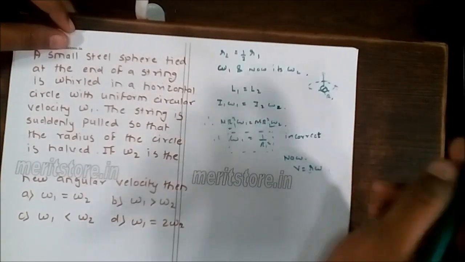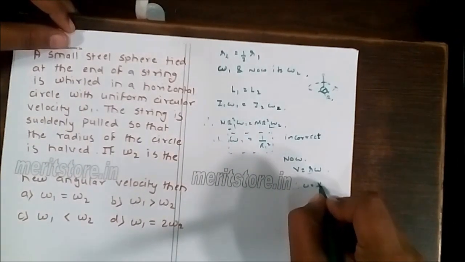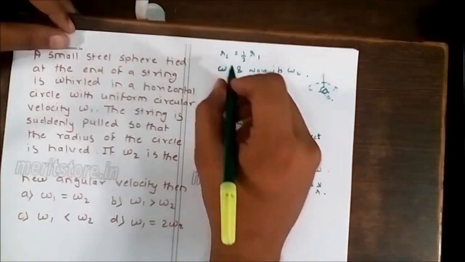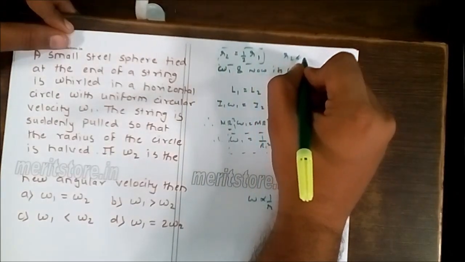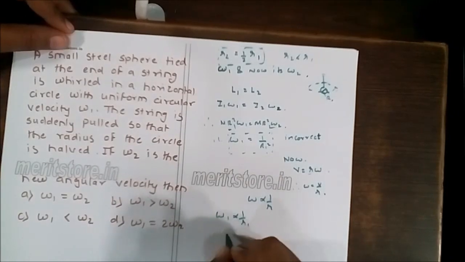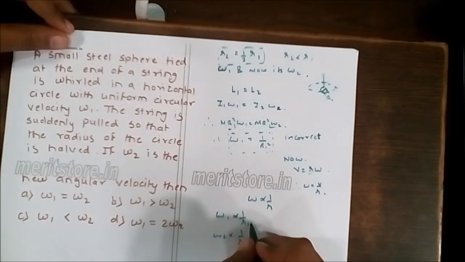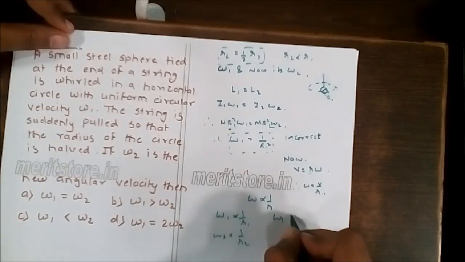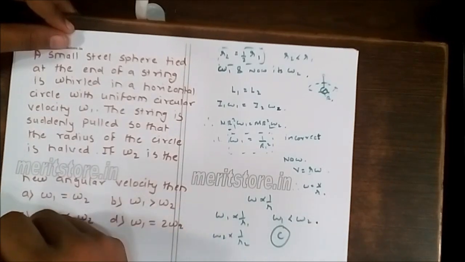Now this r represents the length of the string. Therefore omega is equal to v upon r. Therefore omega is inversely proportional to r. Now when I focus over here, R2 is half of R1, that means R2 is less than R1. So omega 1 is inversely proportional to R1, omega 2 is inversely proportional to R2. So if R2 is less than R1, omega 2 is greater than omega 1. That means omega 1 will be less than omega 2. Option C.